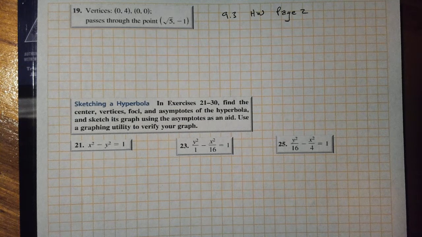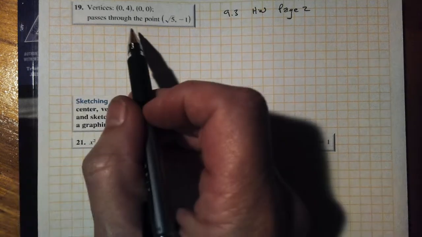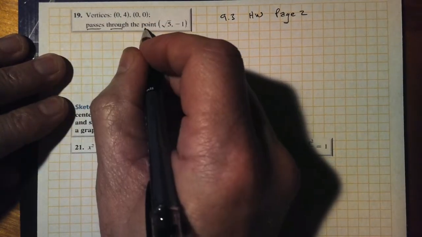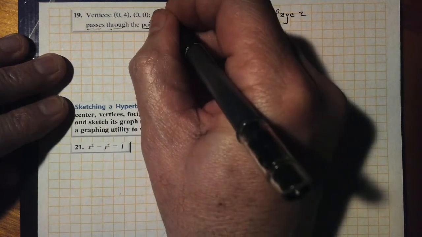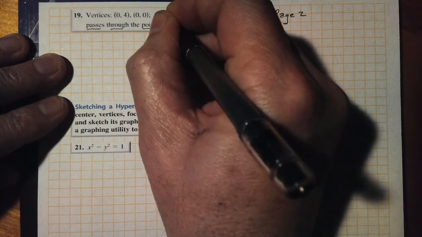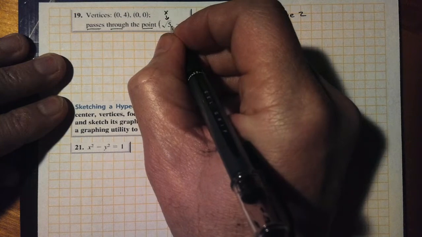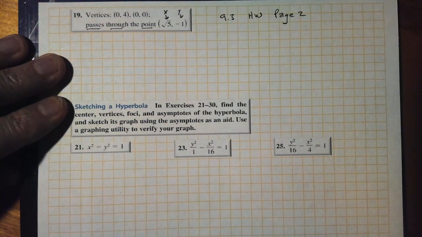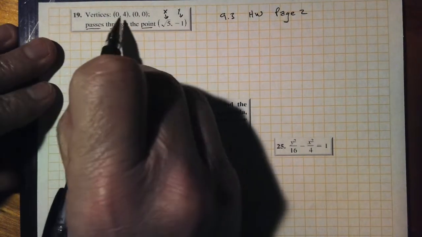In this section, we are supposed to come up with the standard form of the equation of the hyperbola with the given information. If we have a passes through point, then we are going to expect to plug square root of 5 in for x at some point and -1 in for y at some point. So let's get started by drawing a picture of this.